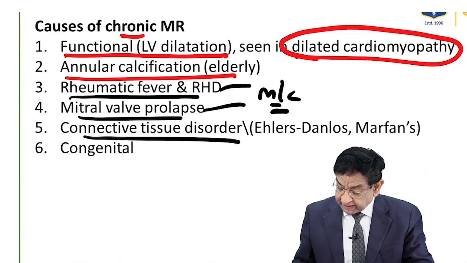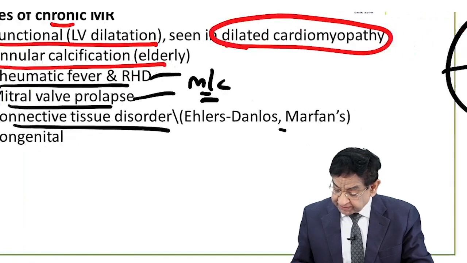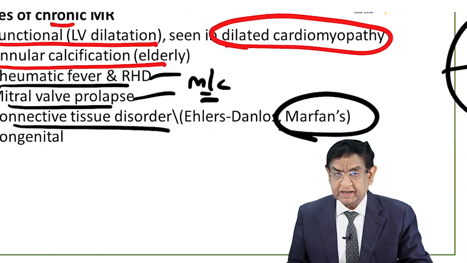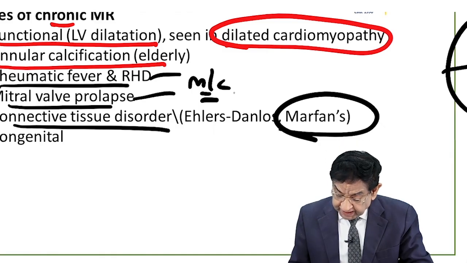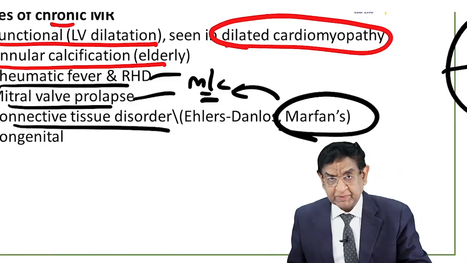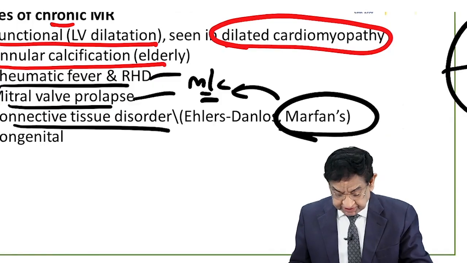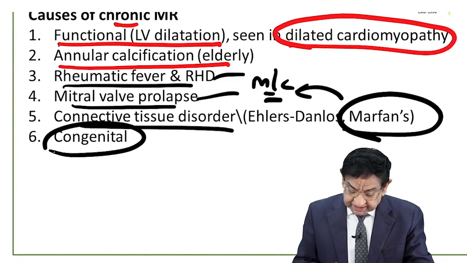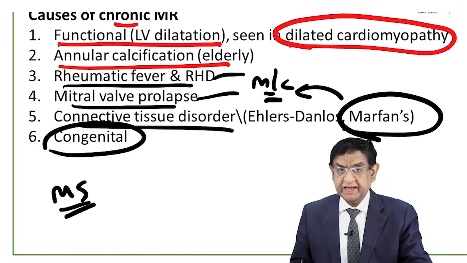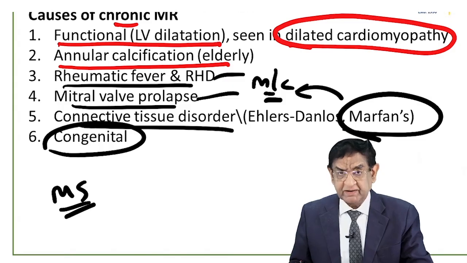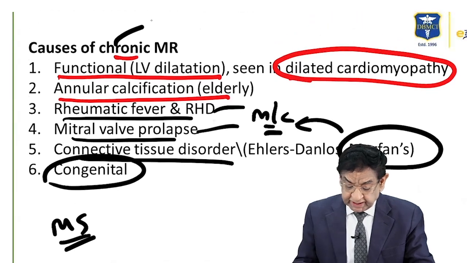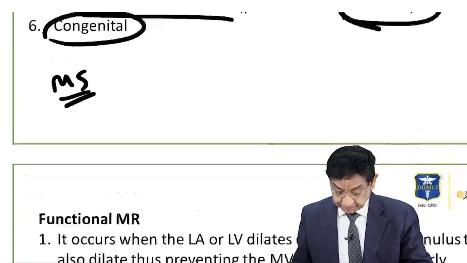Connective tissue disorders like Ehlers-Danlos syndrome and Marfan. This is the most important. In Marfan syndrome, MVP is very common. And we know in mitral valve prolapse, mitral regurgitation occurs. It can be congenital. Point to be noted that mitral stenosis is very rarely congenital, but MR can be congenital. They're all causes of chronic mitral regurgitation.